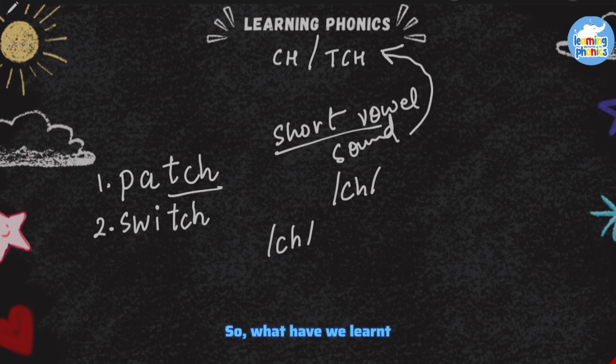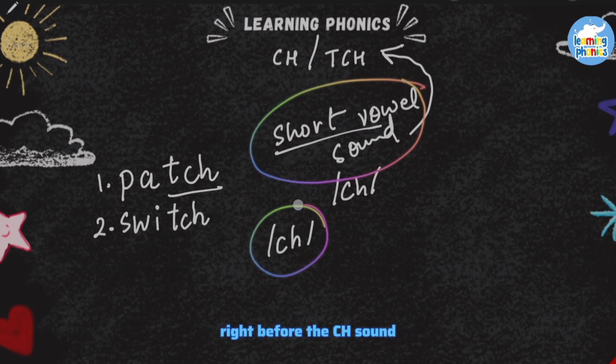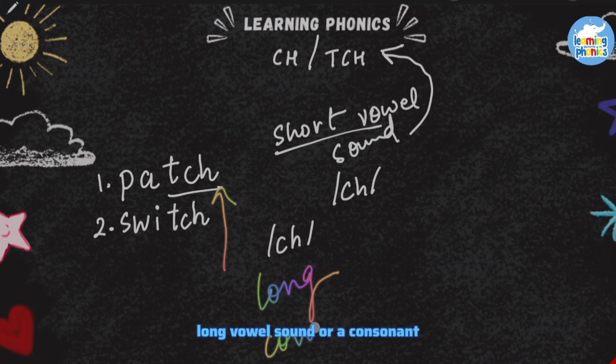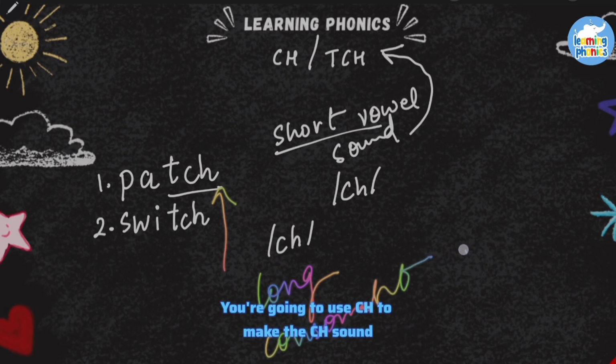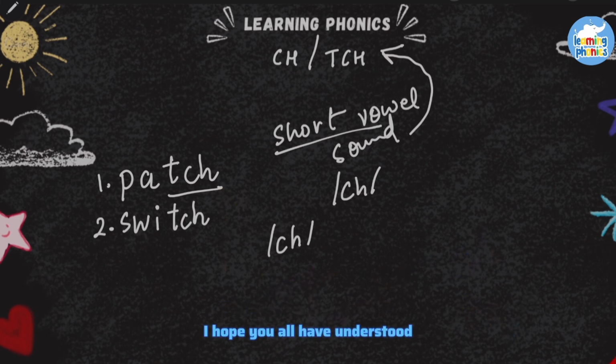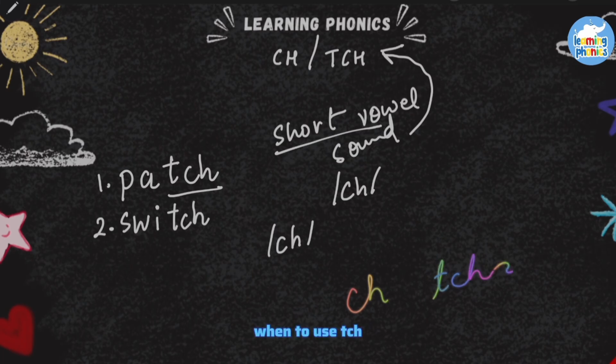So what have we learned? When it's a short vowel sound right before the ch sound, you are going to use TCH. And when it's a long vowel sound or a consonant, what are you going to use? You are going to use CH to make the ch sound. That is correct. I hope you all have understood when to use ch and when to use tch.